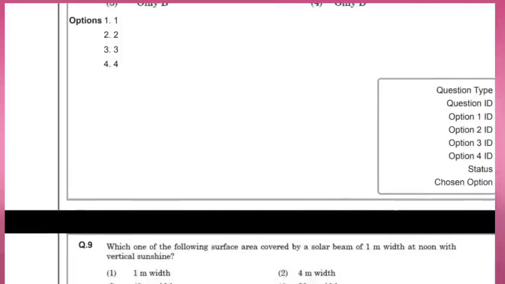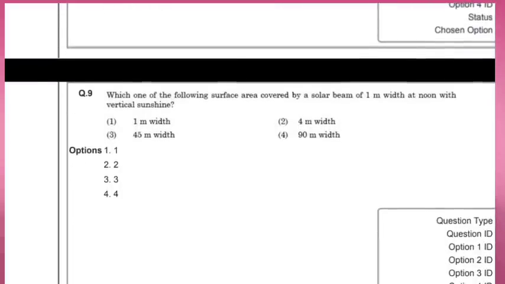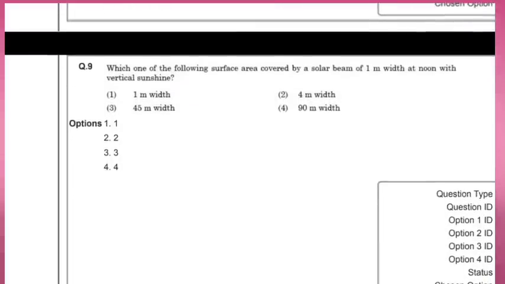And next question: Which of the following is the surface area covered by a solar beam of 1 meter width with vertical sunlight? Basically the answer is 1 m, and option 1 is the correct answer.